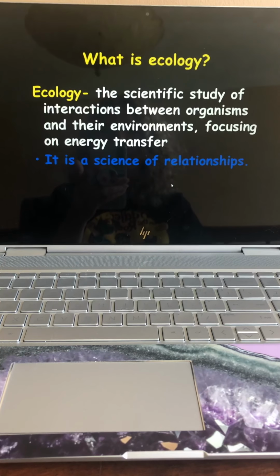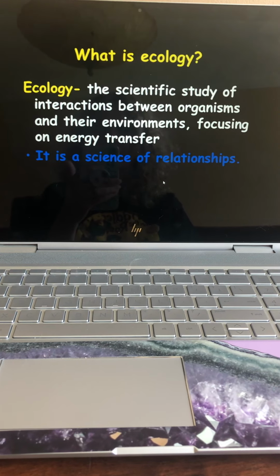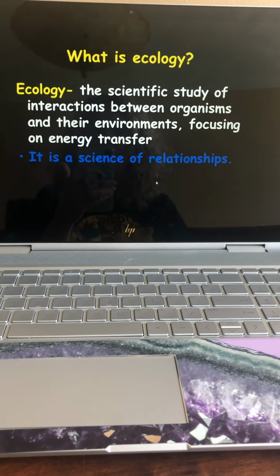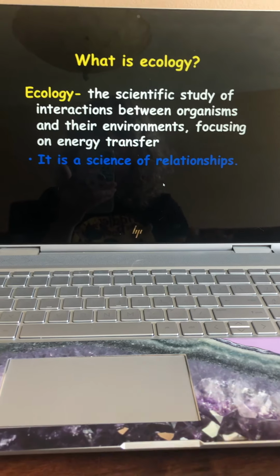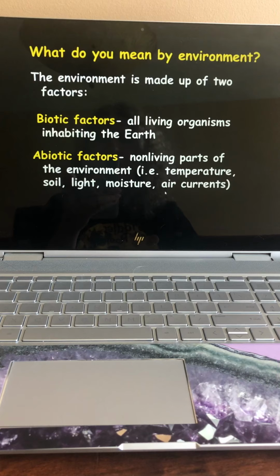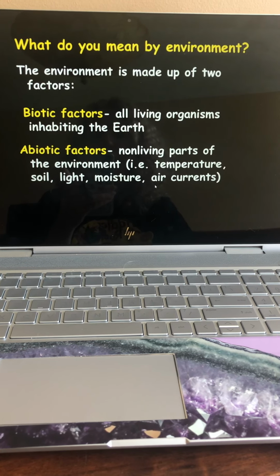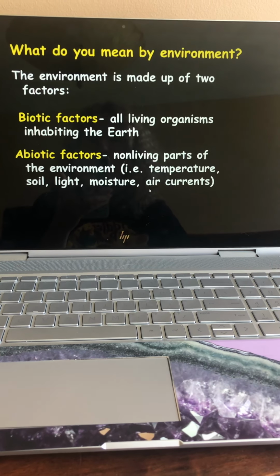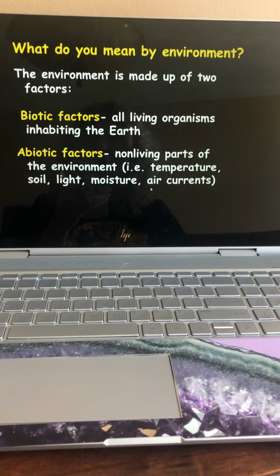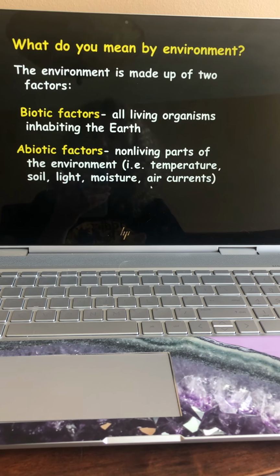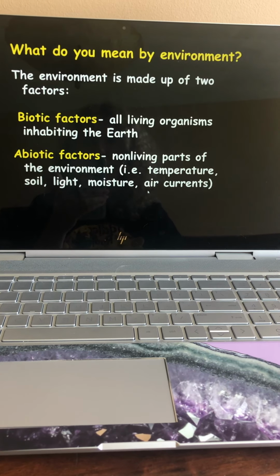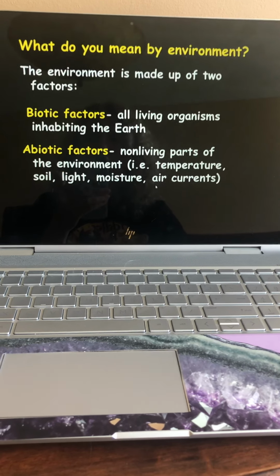All right. So what is ecology? Ecology is the scientific study of interactions between organisms and their environments, focusing on energy transfer. It is the science of relationships. So really it's the interaction between living and non-living things. What do we mean by an environment? The environment is made up of 2 factors. Biotic factors, these are all of the living organisms that inhabit the earth, and abiotic factors are all the non-living parts of the environment that are going to be on this planet. So like temperature, soil, water, air currents, stuff like that.